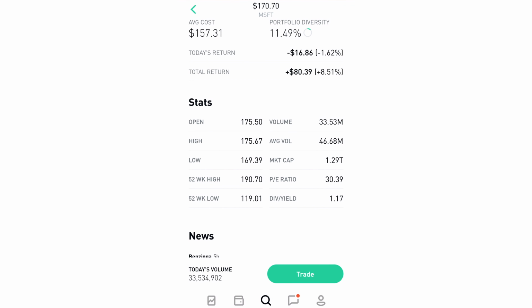If the ratio is low, it could mean that investors are losing confidence, or the company's earnings are growing quickly and investors simply haven't noticed yet. Dividend yield refers to a stock's annual dividend payments to shareholders, expressed as a percentage of the stock's current price. Those are the main stats that Robinhood shows.